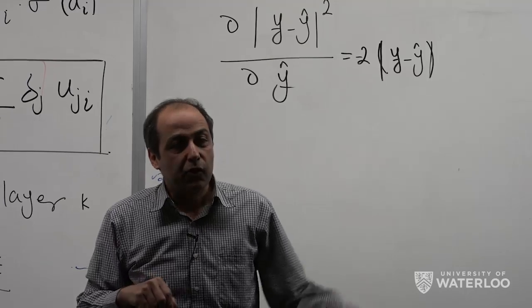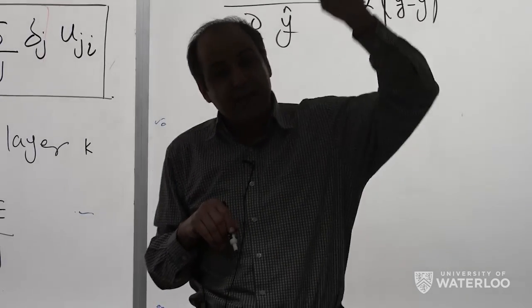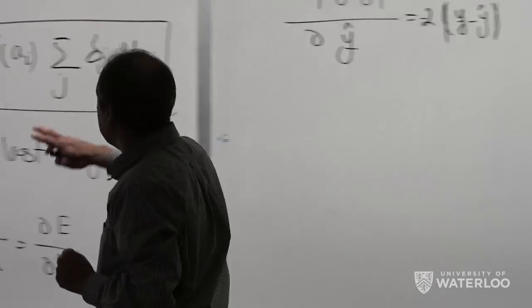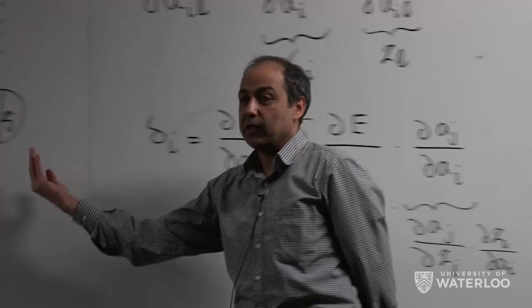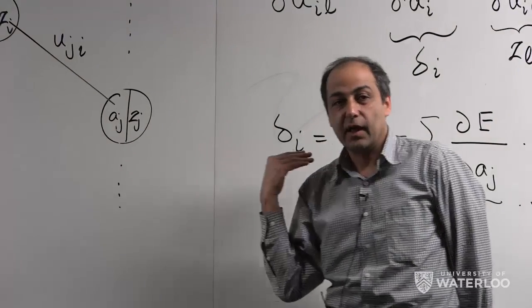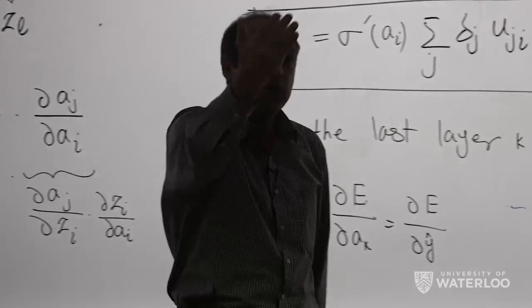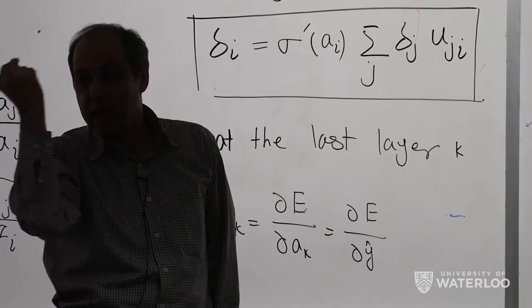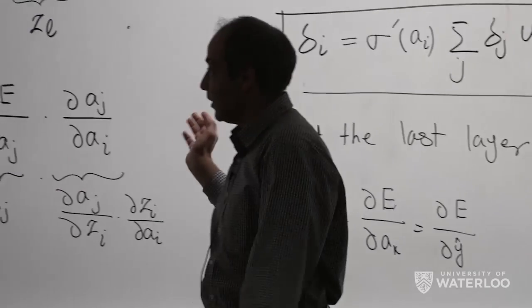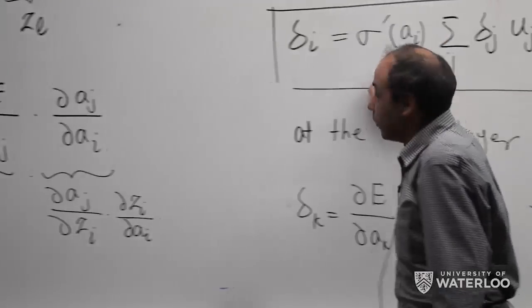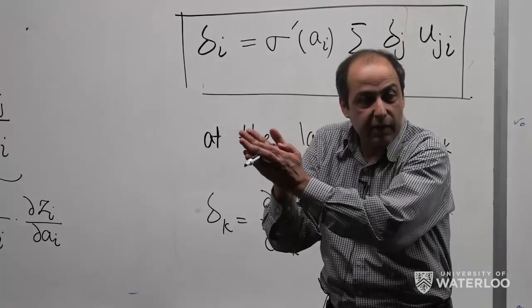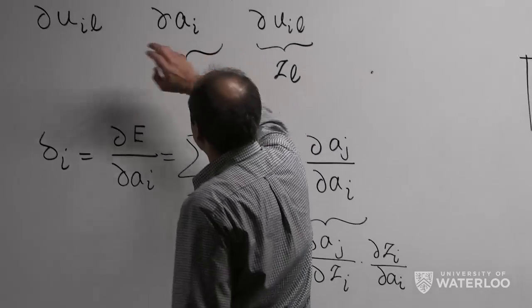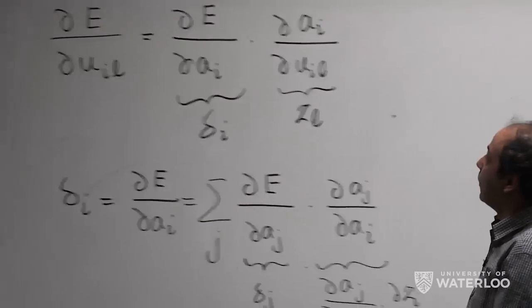Okay? So I can compute this derivative at the last layer. I can compute delta at the last layer. And that was recursive. Each layer depends on the next layer. I can go up to the last layer, compute it, and propagate back. I have delta K, which is the last layer. So if I use this formula, I can compute delta in the previous layer, and then compute delta in the previous layer, and so on. And then eventually I can compute the derivative of E with respect to UIL.